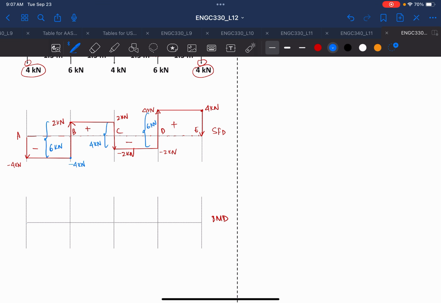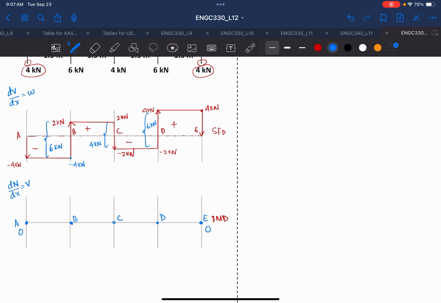We know that the moment at A is 0 and the moment at E also will be 0. So the question is, what is the moment at B, at C, and at D? What we have learned so far from the derivatives is that the slope of your shear force is equal to your load intensity, and the slope of your moment is equal to the shear force.